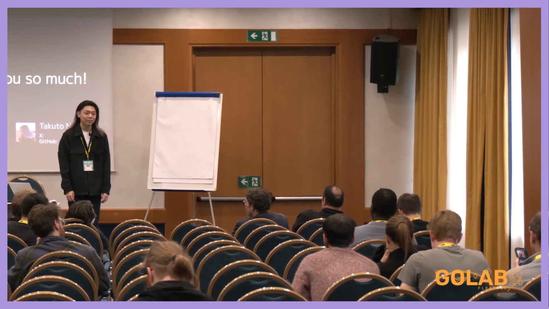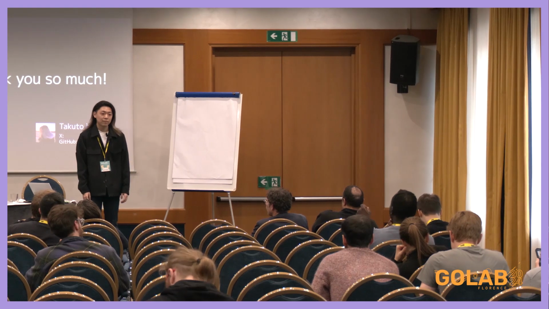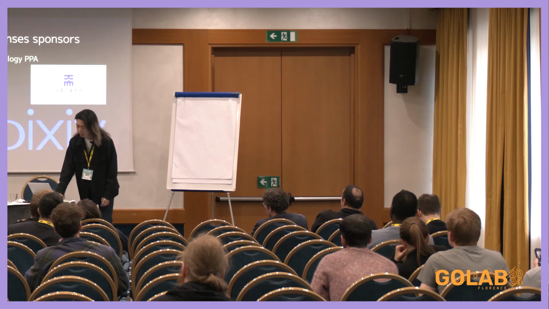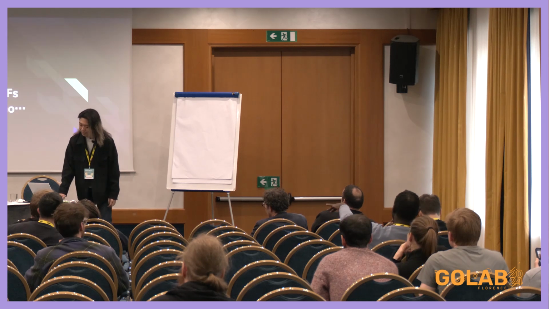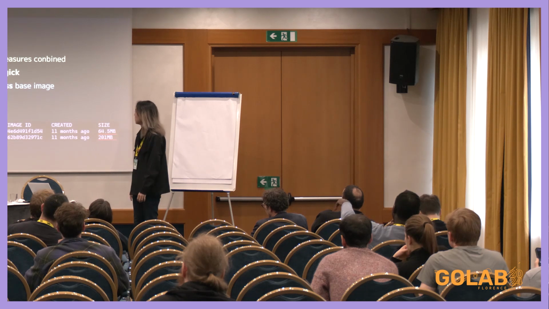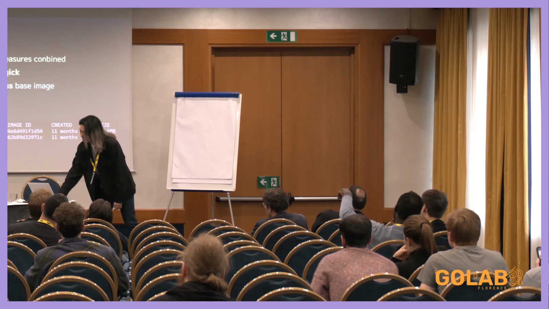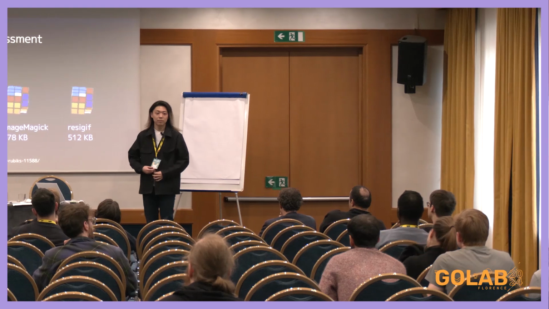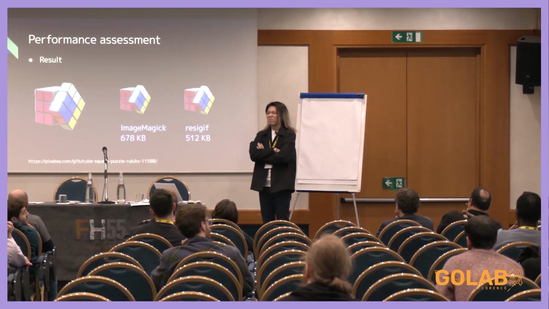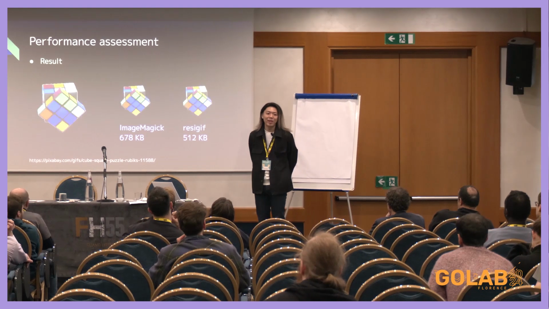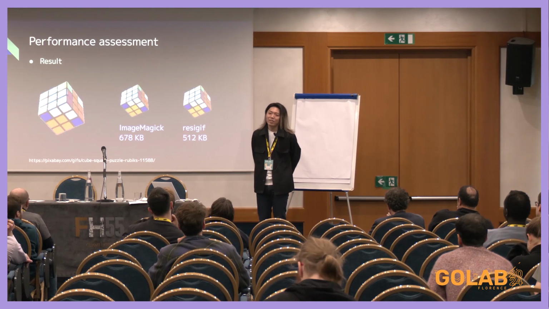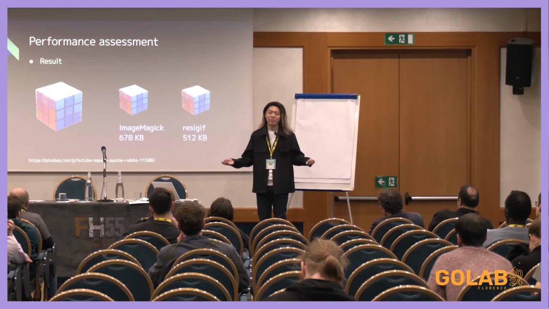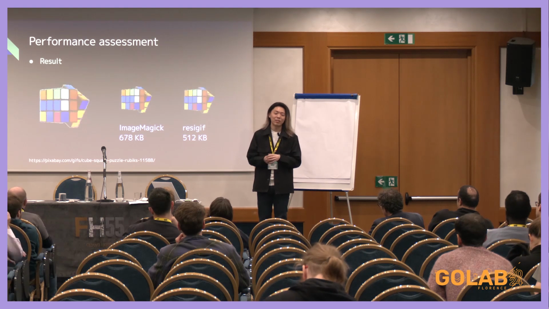Hi, thanks for your talk. Just a question. What do you attribute the reduction of the size with ResizeGIF compared to ImageMagick? In the results, you showed the size of the actual GIF. It's not a big difference, but I'm just curious if you looked into why it is smaller. I'm not clear about that actually, but this is just a result, so I don't know why it shrinks down.